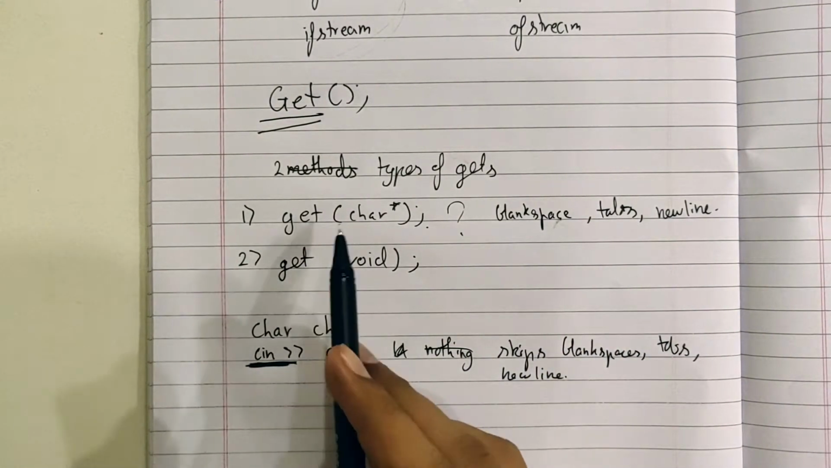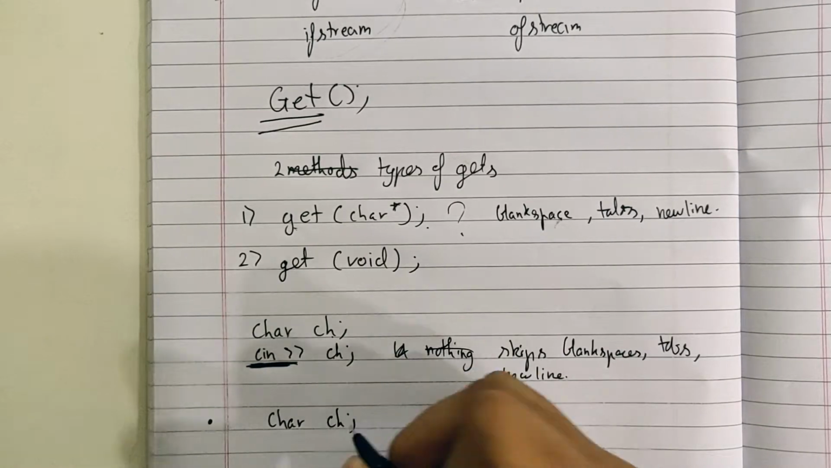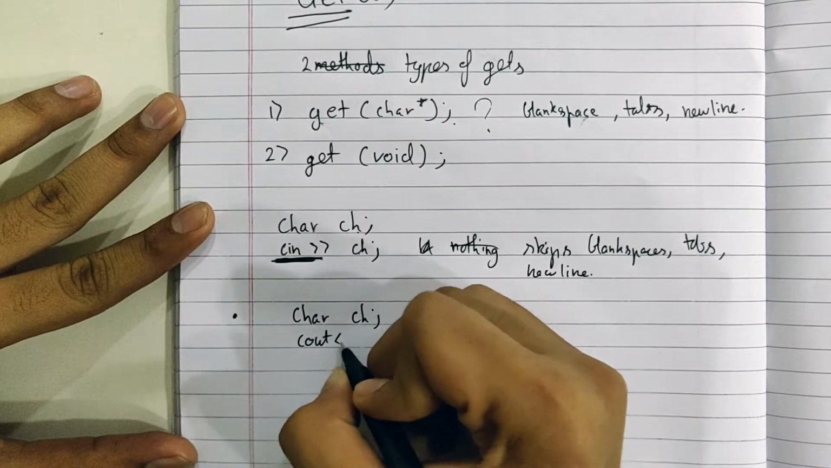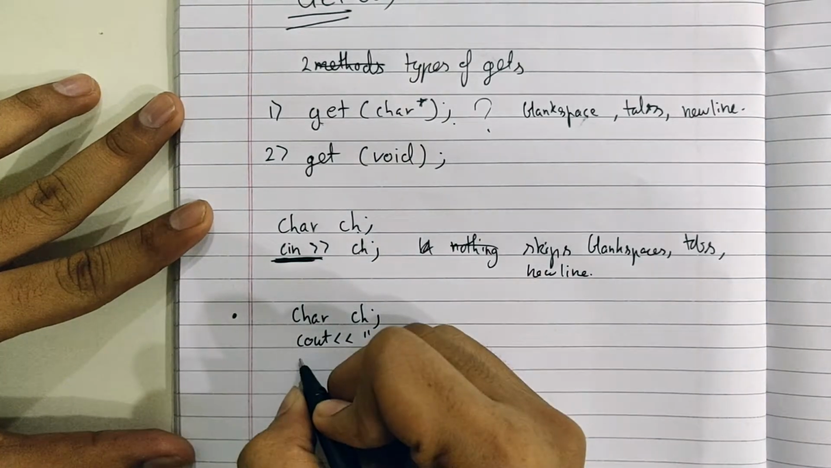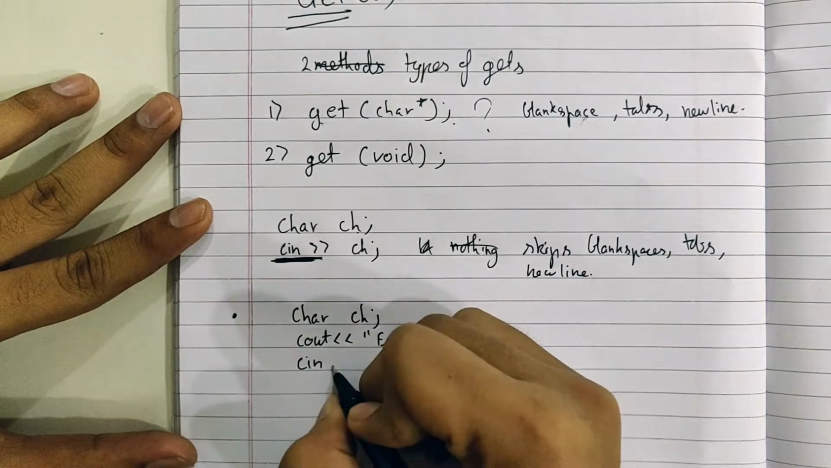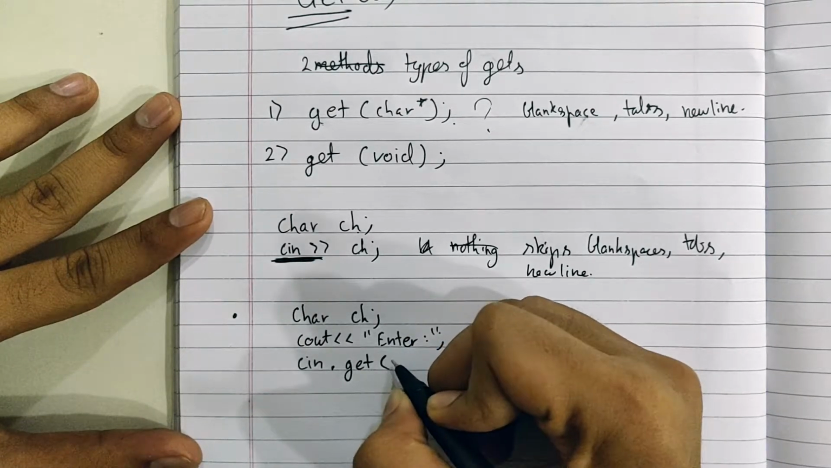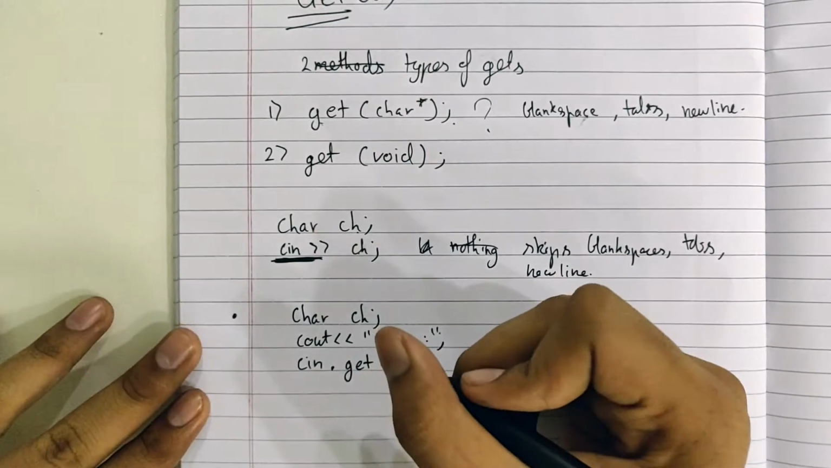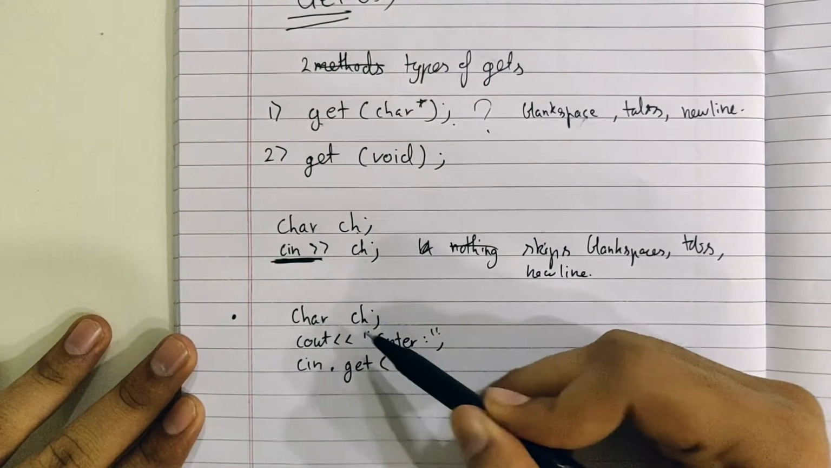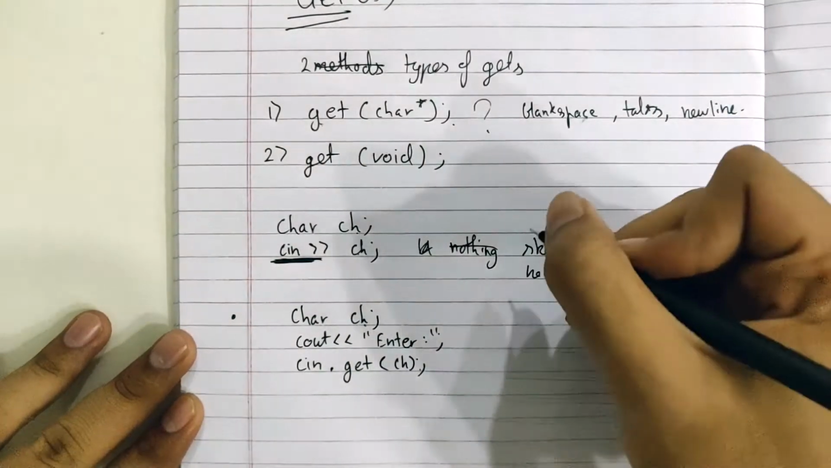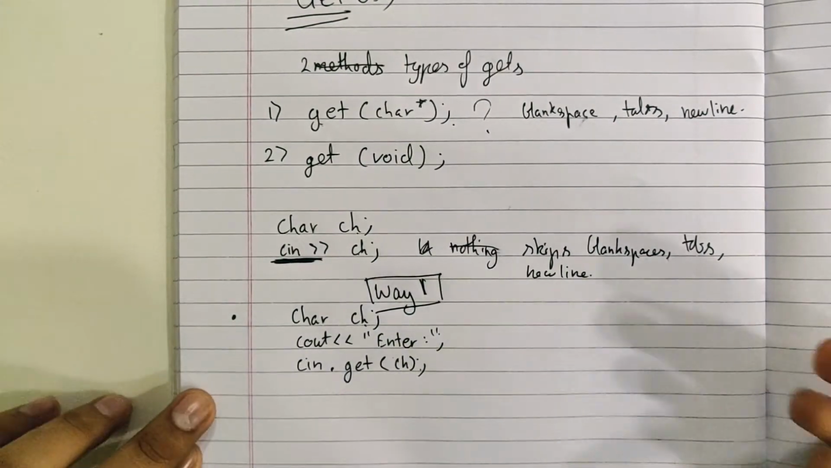So how do we take input with get? Let's say we have a character ch, and a display statement says enter. Then we write cin, this is the object, dot the member function get, and we simply write ch. So what this does is it gets the input into character ch. Now there are two ways of doing this. This was way 1.